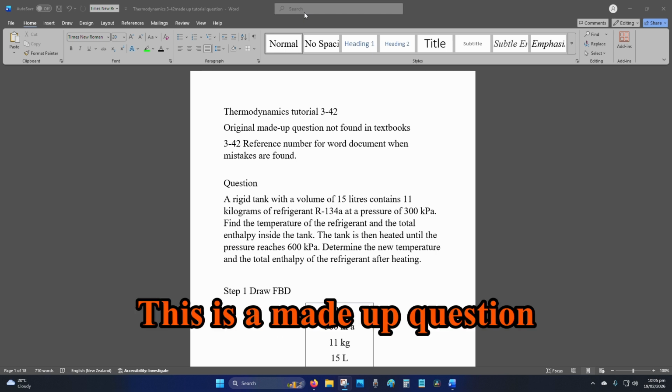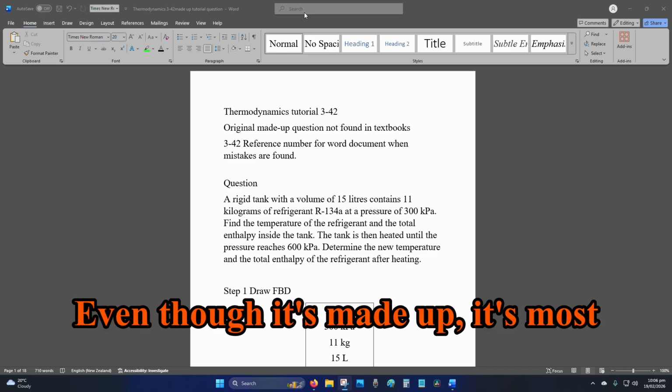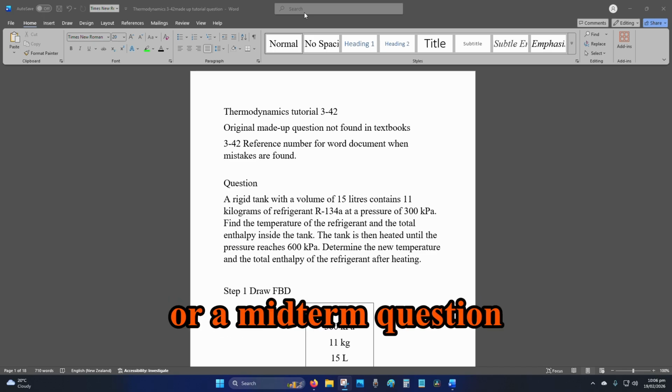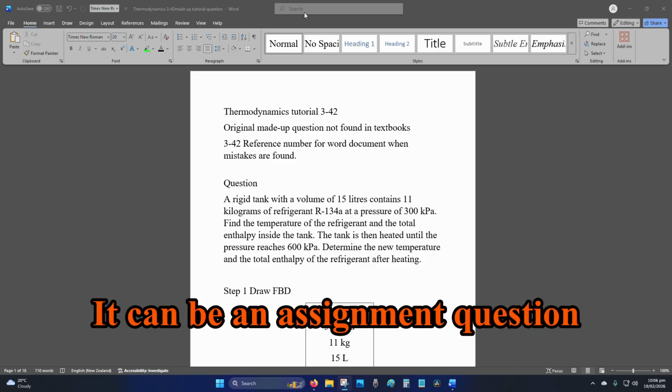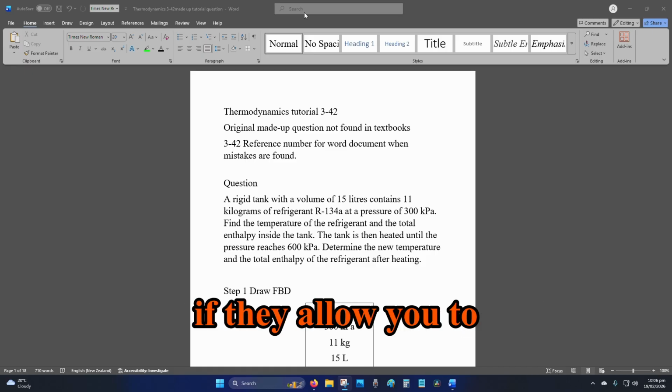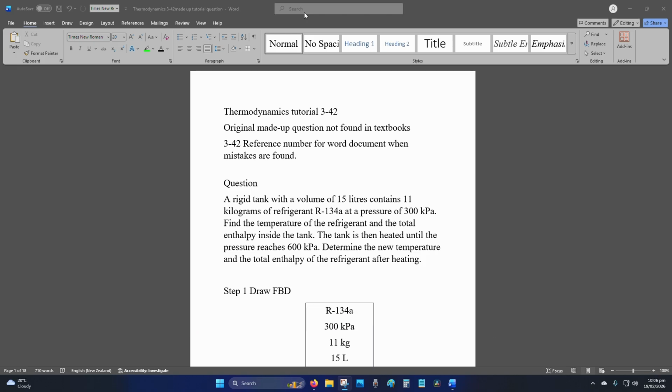This is a made-up question not found in your textbooks. Even though it's made up, it's most likely an exam question or a midterm question if it is written out. It can be an assignment question if they allow you to use software or coding.